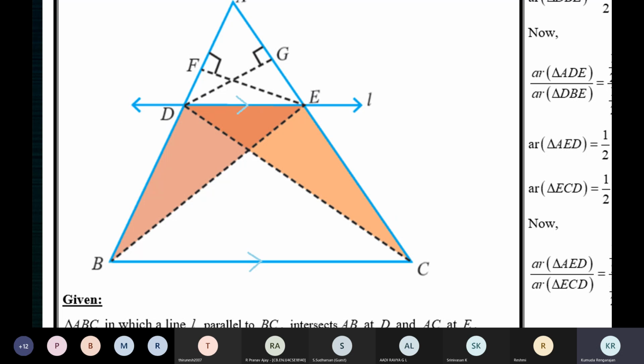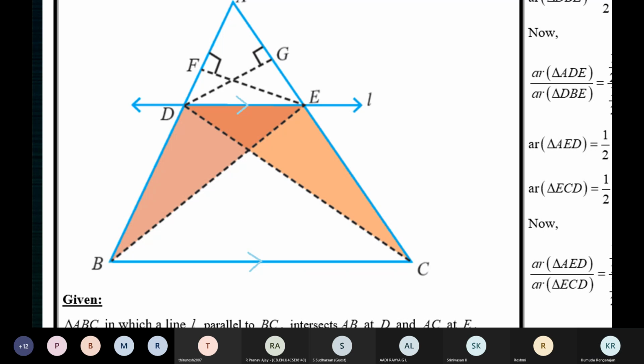So which is the line here, which is parallel to one side of the triangle? Okay, what's the triangle here called? Triangle ABC. And which is that line parallel to one side of triangle ABC? DE is parallel to BC. Okay, I've inserted a different picture today. So by this picture, which is that line parallel to one side of the triangle? L is the line, correct?